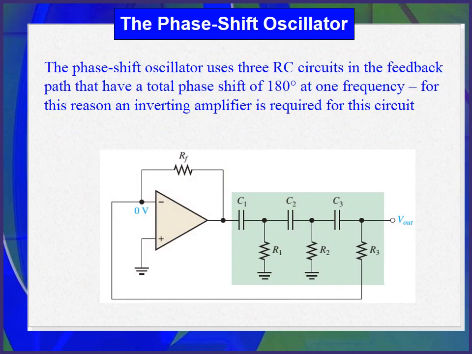Next we are going to see about the phase shift oscillator. Here, a sinusoidal feedback oscillator which uses three RC circuits in the feedback loop can provide a maximum phase shift approaching 90 degrees.